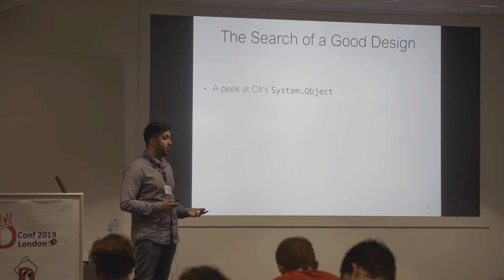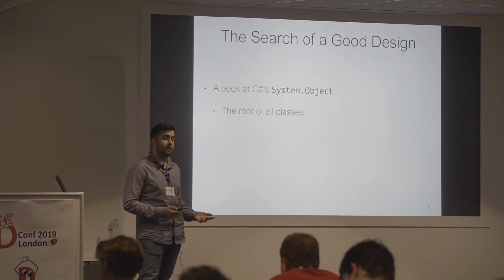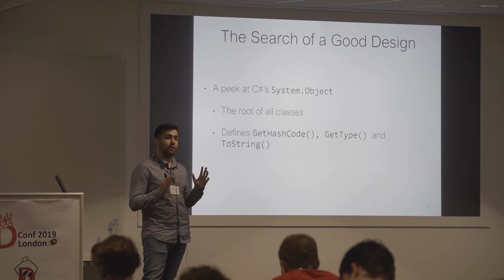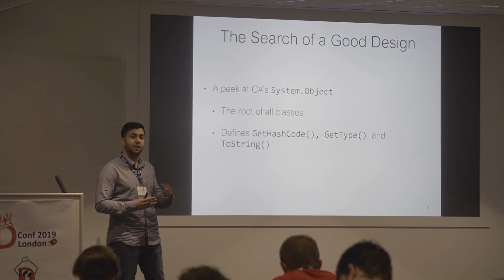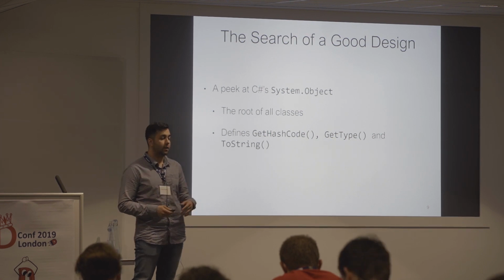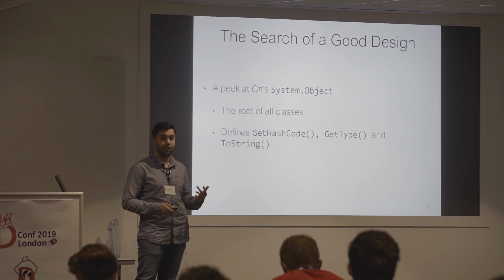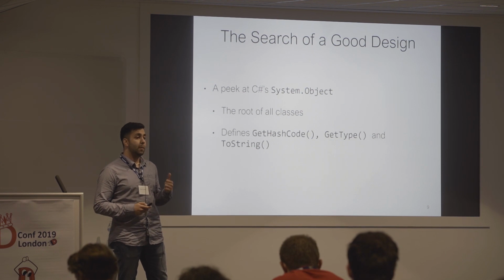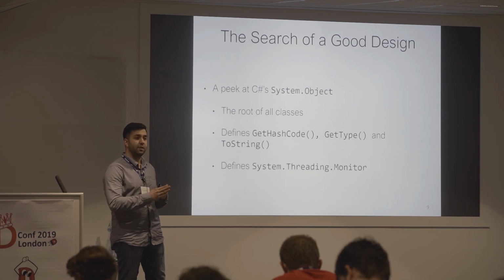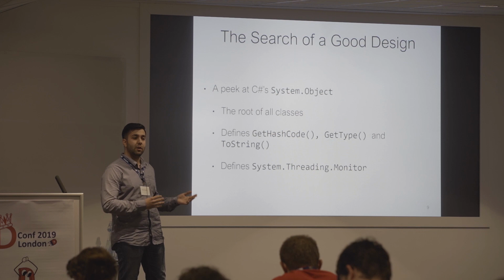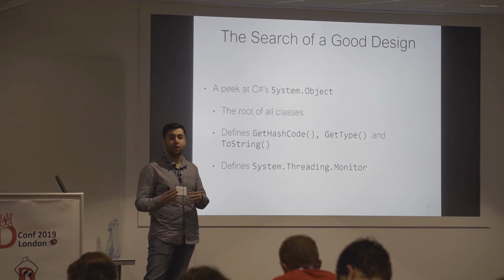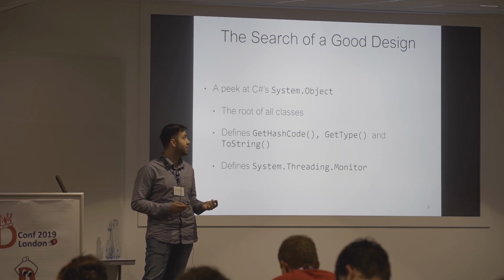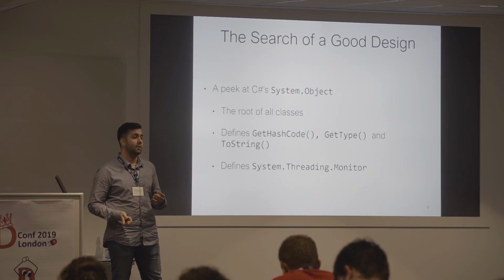Looking at C#, though, again, it is the root of all classes. C# has a much smaller interface that it imposes on the classes that extend from object. So it only has toHash, getType, and toString. But the major difference here is that C# went a step further and removed the monitor object from the root object, and it defined it as a separate monitored instance that extends from object. So this is closer to what we want to achieve.